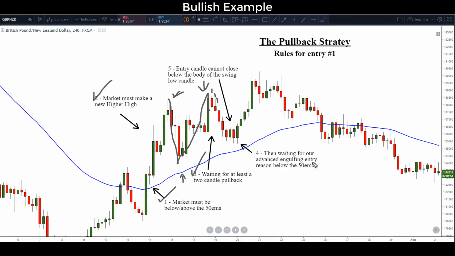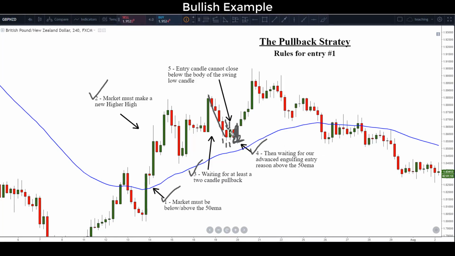Do we get an advanced engulfing entry reason above the 50 EMA? Sorry guys, I need to change that as well. Well, let's look and see. We have this pullback, and if we take off these two candles completely, what do you guys see? We have our 1, 2, 3 engulfing candle setup for our advanced entry reason. So the answer to that is yes. We now have a market above the 50 that's making new highs, that had more than a 2 candle pullback, and that gave us an advanced engulfing entry.